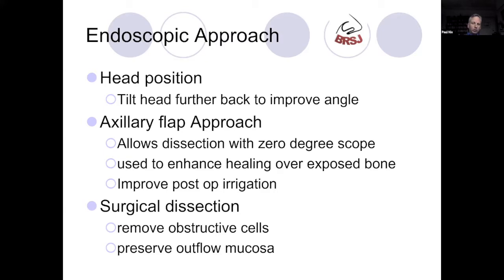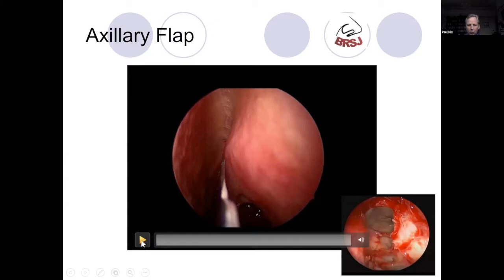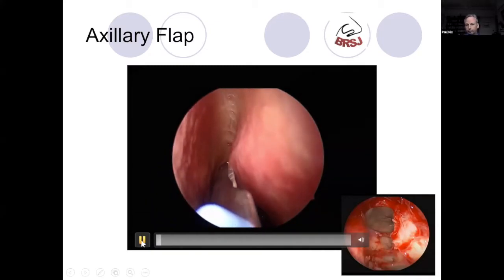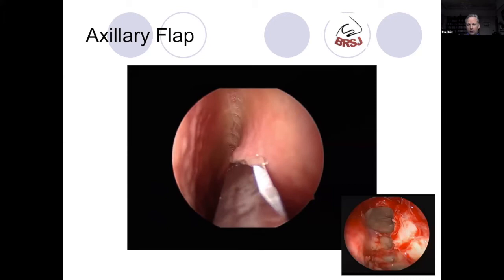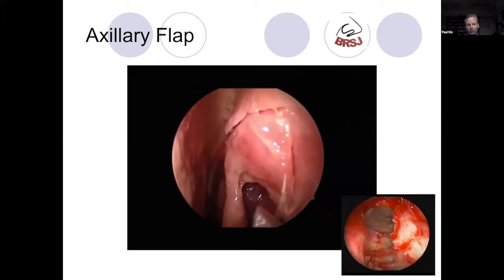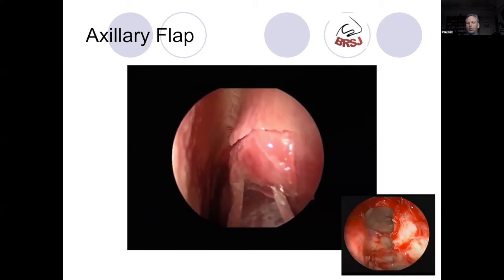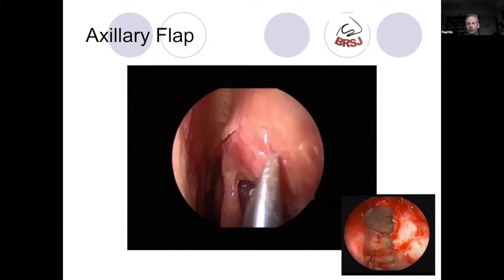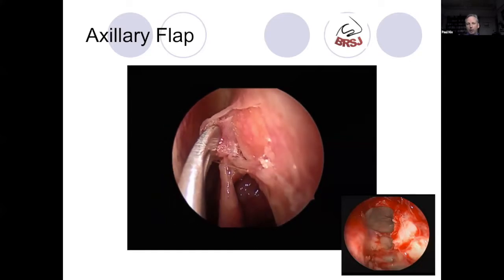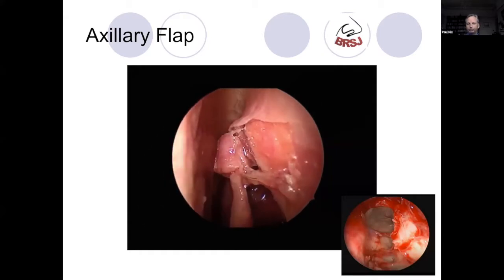In the simple approach, we're basically removing obstructive cells and preserving outflow. So here's a quick video. In the left nostril, we're making an incision above the axilla of the middle turbinate, about 1 centimetre, and 1 centimetre anteriorly, and then cutting into the axilla of the middle turbinate. This flap is then raised directly down onto bone and pushed back, and we can just store it between the middle turbinate and the septum.